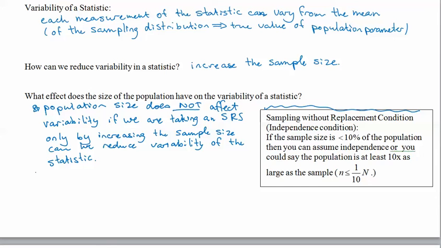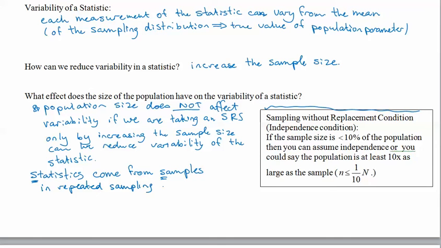So statistics, remember, with an S, come from samples. In repeated sampling, we will get different estimates of our parameter. So the idea here is we have variability of statistics.